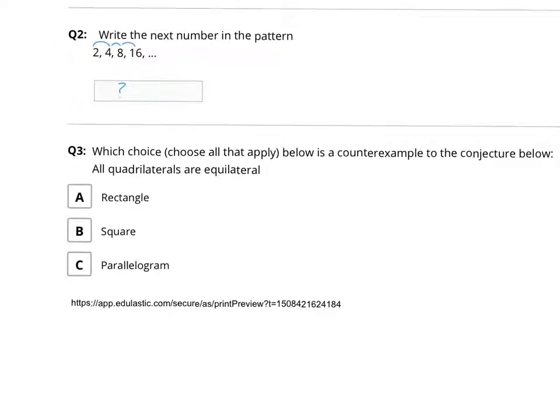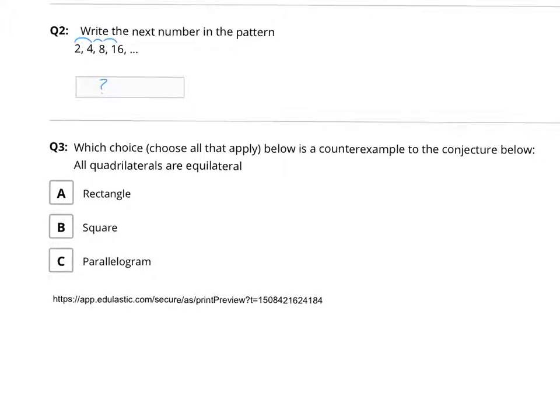Which choice down below here, rectangle, square, or a parallelogram? And I'm going to draw a picture of each one of these. A rectangle has 4 sides, and it has 4 right angles. Square, obviously, 4 right angles, and all the sides are the same. A parallelogram is going to just have 2 sets of parallel lines. So that's what they look like.